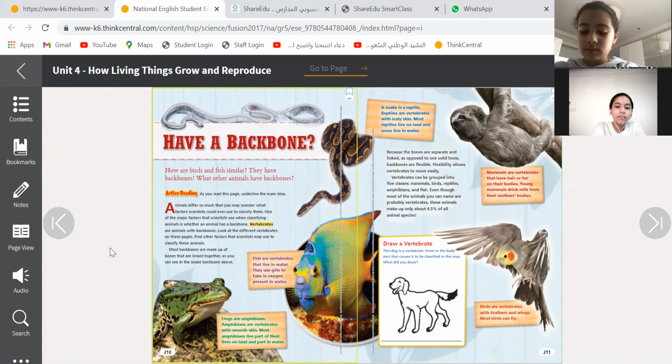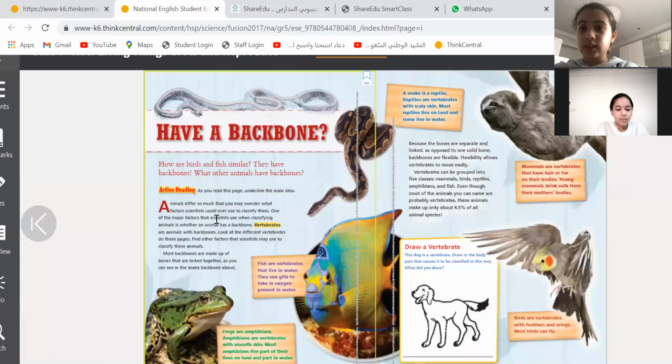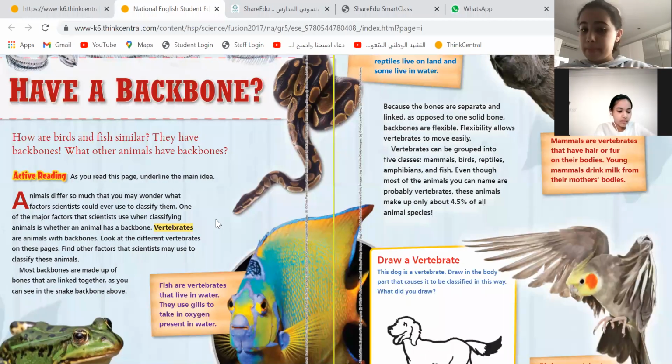Yes, I think so. It is here. Find it. If they have a backbone, what do I call it? Vertebrates. Excellent, excellent, excellent. Vertebrates and non-vertebrates. So vertebrates means that this animal has a backbone. So let's underline it, please.